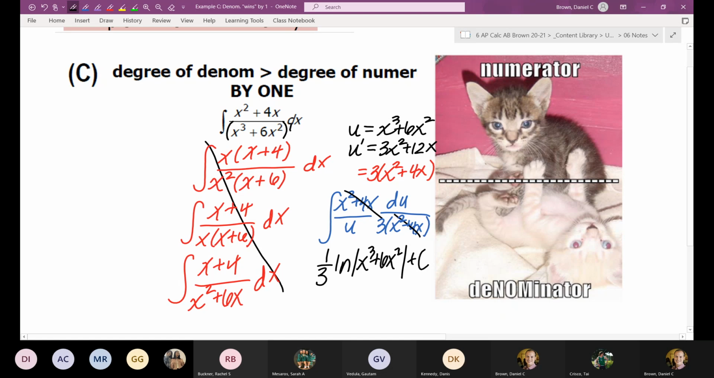This other way where we started doing it and just trying something, you would do something called partial fraction decomposition, which is a BC topic, not an AB topic. So you will not be doing that. Good for you, I guess. But that's how you would do that one in this class.